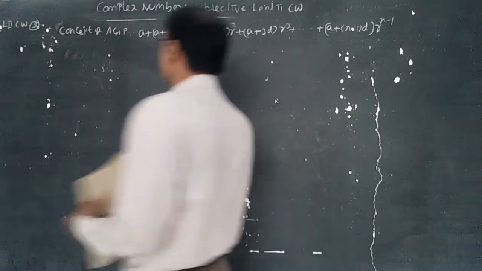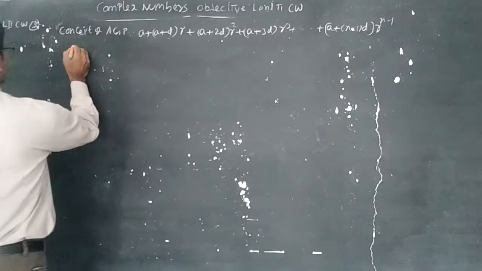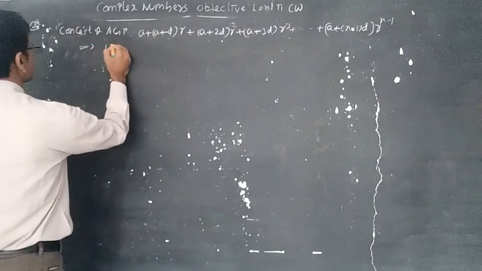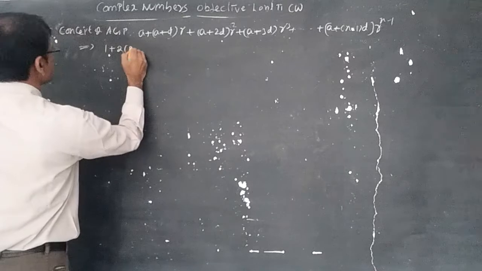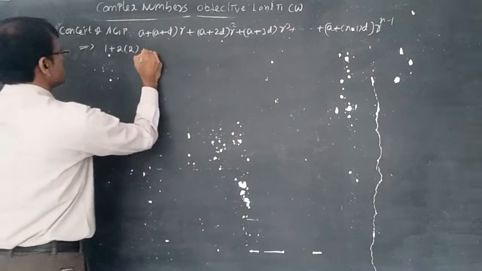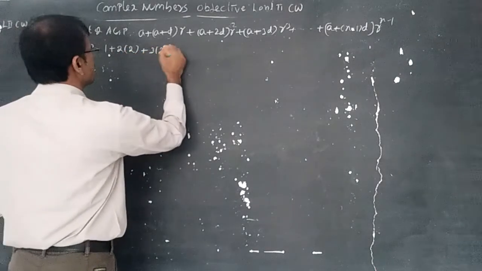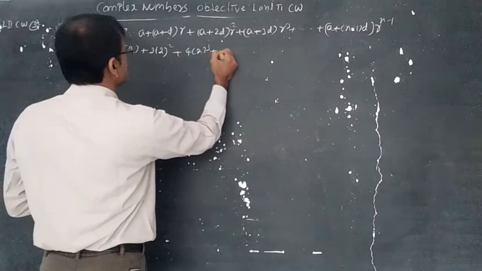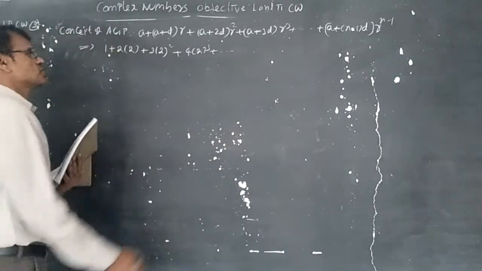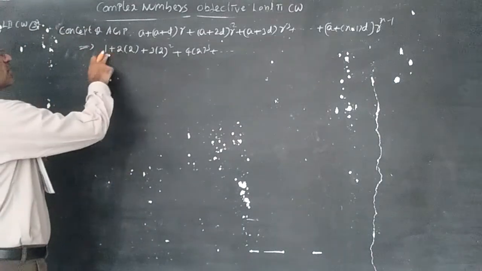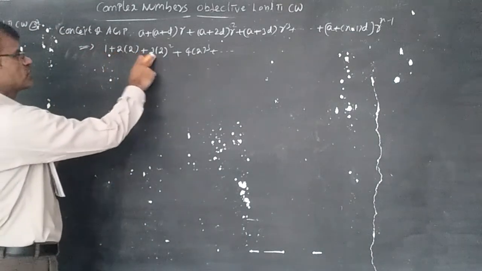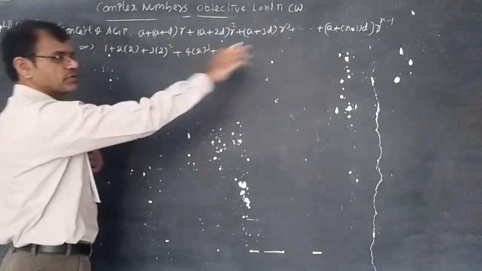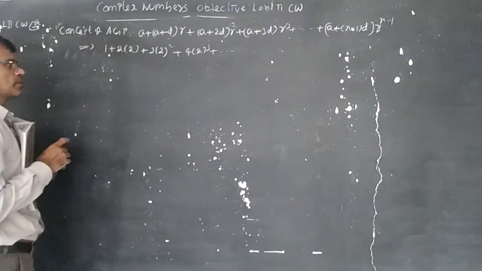In that arithmetic geometric progression, let us consider an example: 1 plus 2 into 2, just an example I am discussing, plus 3 into 2 square, plus 4 into 2 cube, like this, so on, up to infinity terms. The difference between 1 and 2 is 1, between 2 and 3 is 1, between 3 and 4 is 1, and then 2 power 1, 2 power 2, 2 power 3. This is called arithmetic geometric progression.